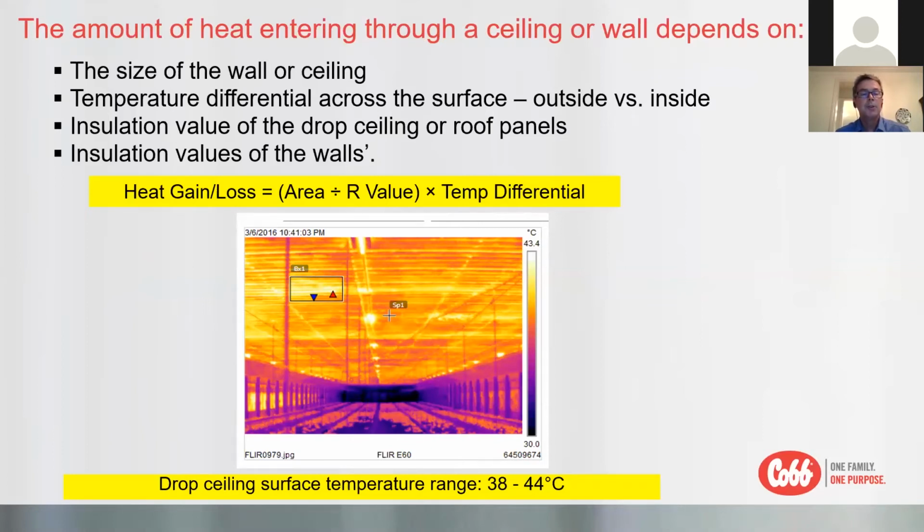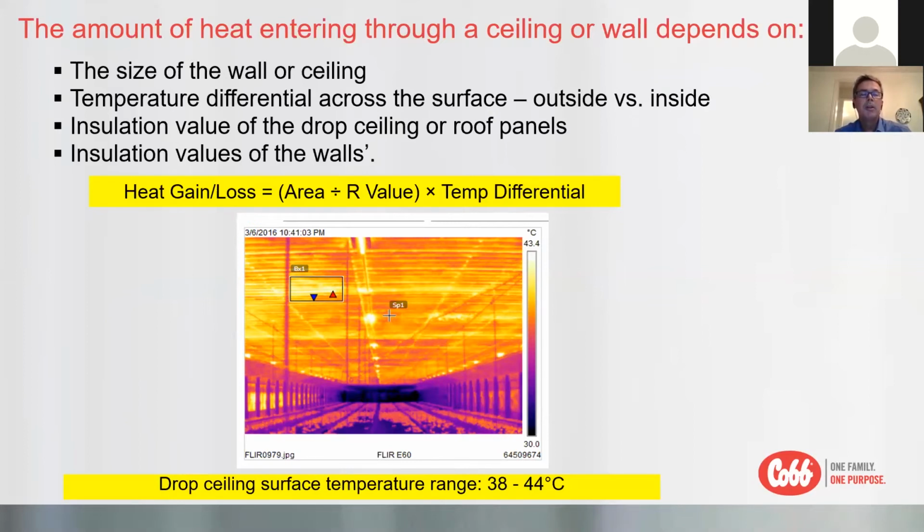If you have a pitched roof, you're going to have to do your calculations a little more carefully to make sure you have the correct area. So it's area divided by the R value. R value defines the insulation property of your surface, times your temperature differential. I'm going to run through a very simple calculation, but I'm going to do it in Fahrenheit. So don't get excited, this is very simple math.